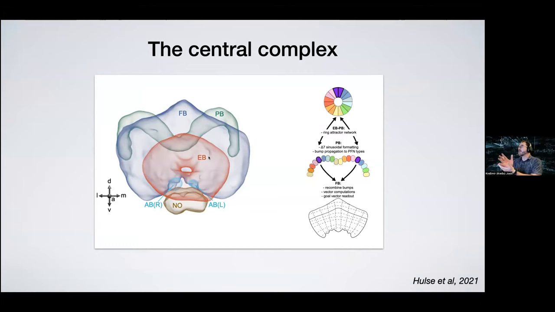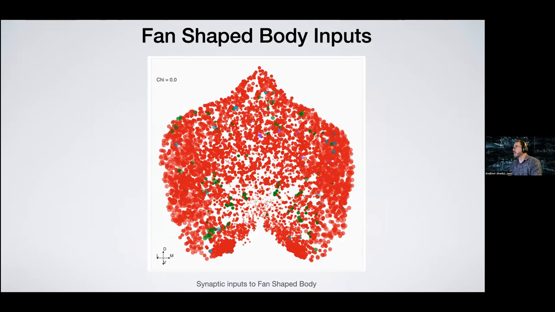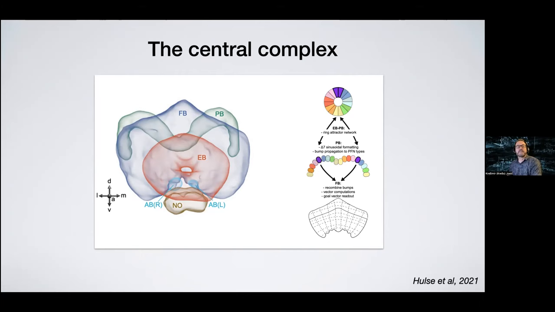Which is really important, one of the most essential things that it needs to do if it's to fly, for its motion. This comes up as a cluster in the analysis. The fan-shaped body, right, comes up as a cluster in our analysis.